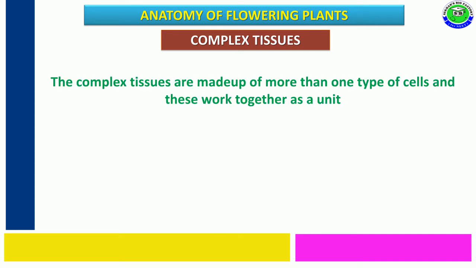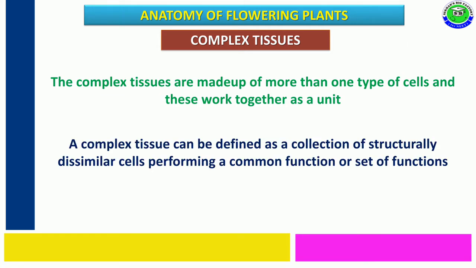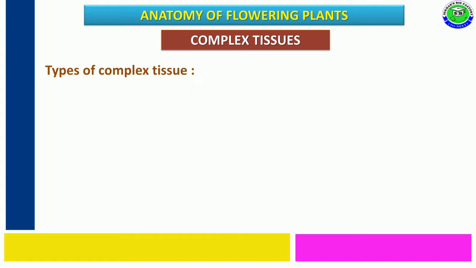The complex tissue is generally made up of more than one type of cells, but all these cells work together as a unit. A complex tissue is defined as a collection of structurally dissimilar types of cells, but all the cells performing a common function or set of functions.